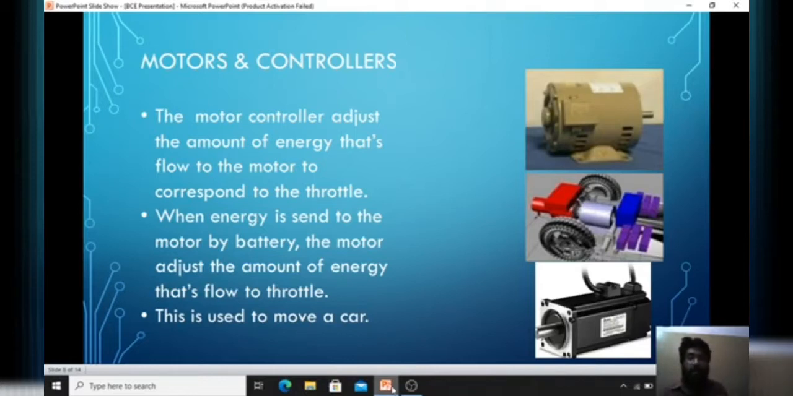When energy is sent to the motor by the battery, the motor adjusts the amount of energy that flows to the throttle. Basically it just regulates. The motor is here to regulate the throttle, as the throttle is going to do some further work. This whole system is used to move a car. So now I'm going to conclude my part, not completely, because next Rahim will come.